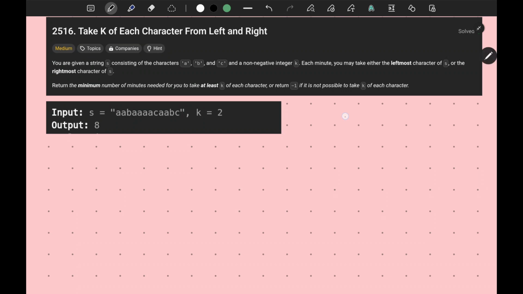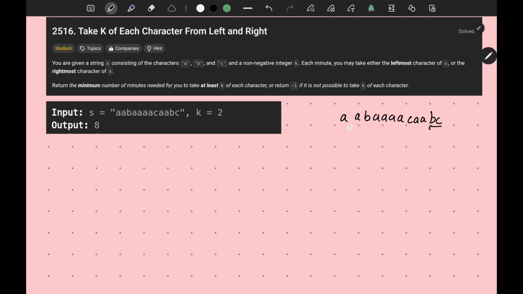So what it means is that you have to return the minimum number of characters that you should take from the left side and right side, so that the frequency of each character is greater than or equal to k, or is at least k. So for example, let's consider this example: A 4 times, C 2 times, A, B and C, and k equals 2. So we need to find the minimum number of characters that we should take from left and right, so that we have at least k of each character.